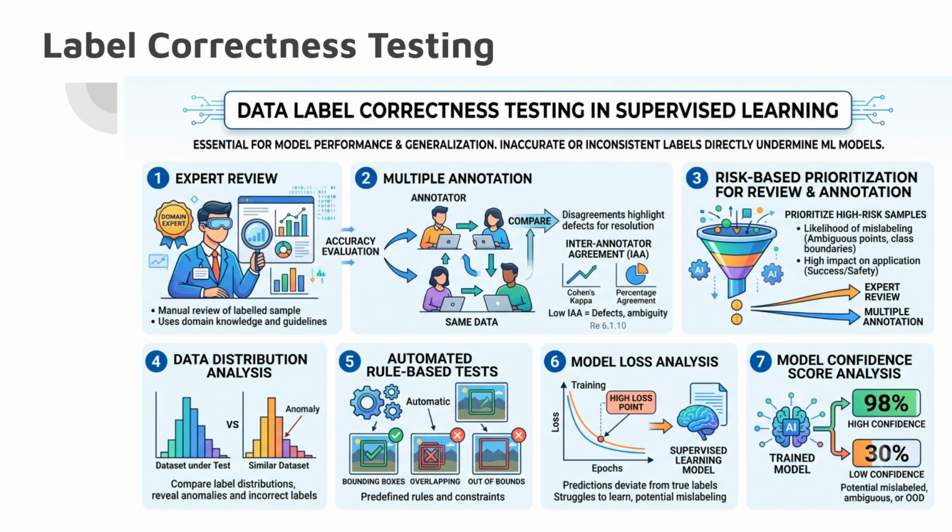boundaries. Model loss analysis. Data points exhibiting high loss during model training, meaning the model's predictions for these points deviate substantially from their true labels, can indicate mislabeling. High loss reflects significant error, indicating the model struggles to learn the assigned label and pointing to a potential defect. Model confidence score analysis. Data points with low prediction confidence from a trained model may be mislabeled, ambiguous, or lie outside the model's training data distribution.